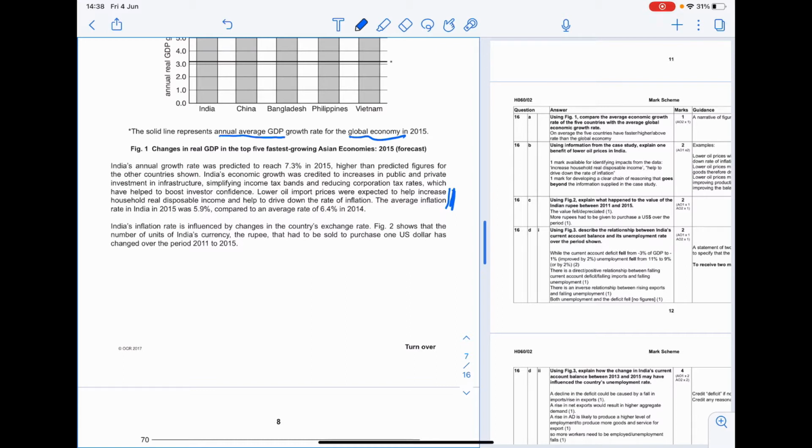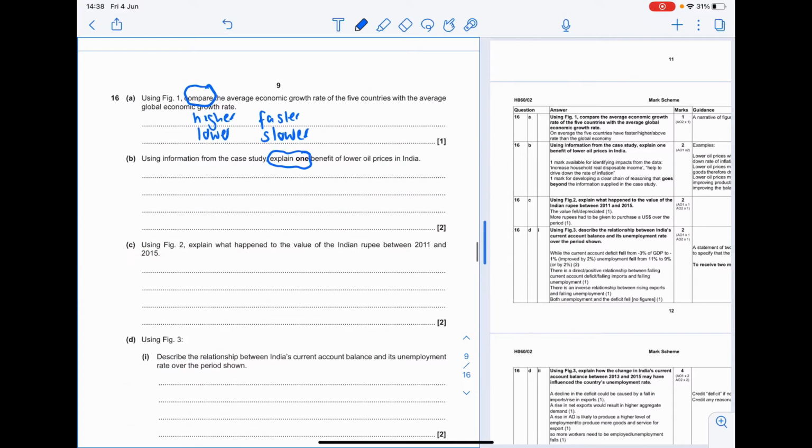So we've got lower oil import prices, and it's key that these are import prices. So when it comes to explaining, lower oil prices in India means that if they're imported, then that's going to be a lower cost of production, and lower cost of production is going to mean prices are likely to fall because the costs of production have fallen. So lower oil prices, lower cost of production, which leads to lower inflation.